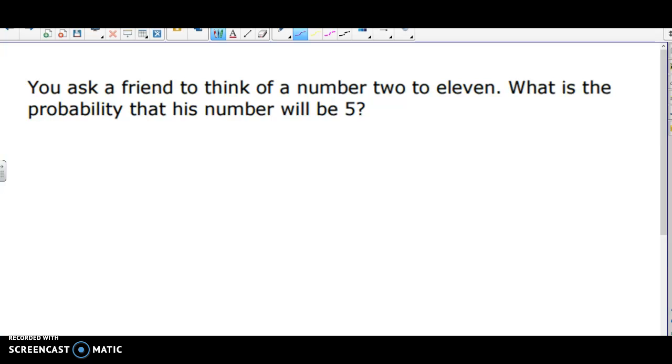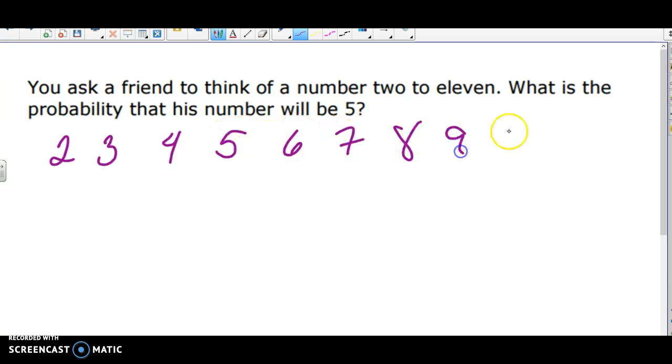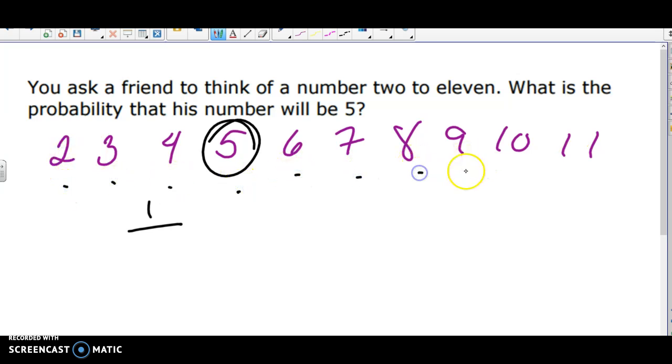It's not a bad deal. Okay, you ask a friend to think of a number 2 to 11. What is the probability that his number will be 5? Well, think of your possibilities. So 2 to 11, you'd have 2, 3, 4, 5, 6, 7, 8, 9, 10, and 11. So the probability that it's going to be 5 is 1 out of, be careful, 1, 2, 3, 4, 5, 6, 7, 8, 9, 10. 1/10, not 1/11.